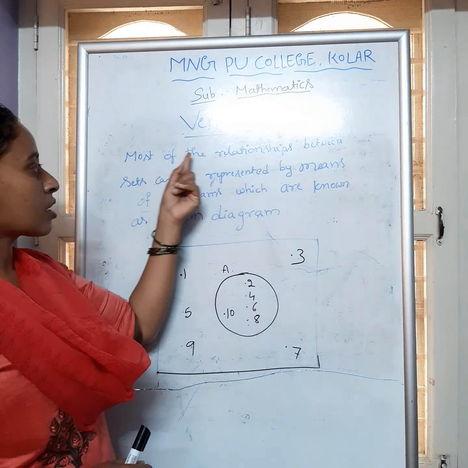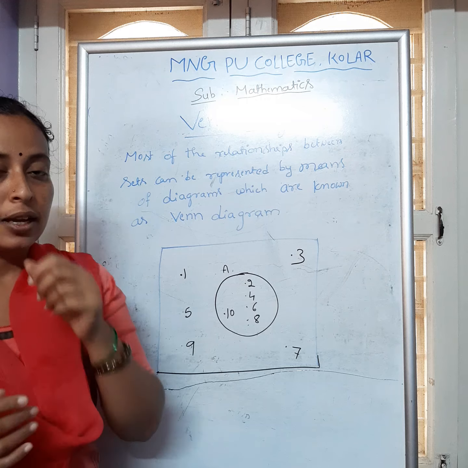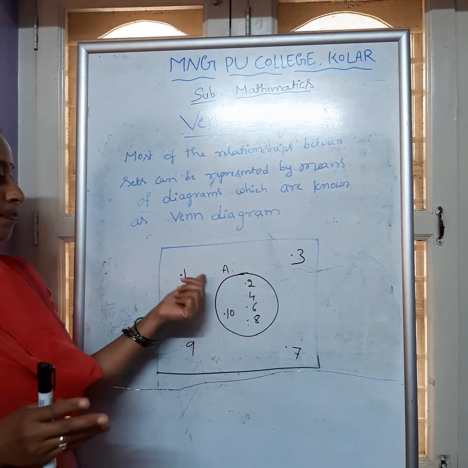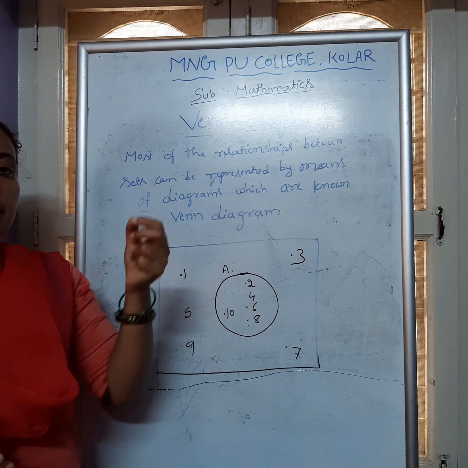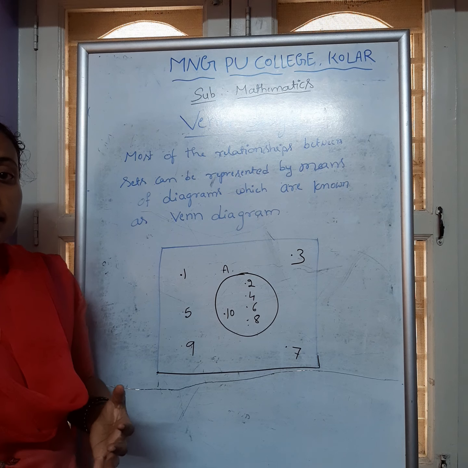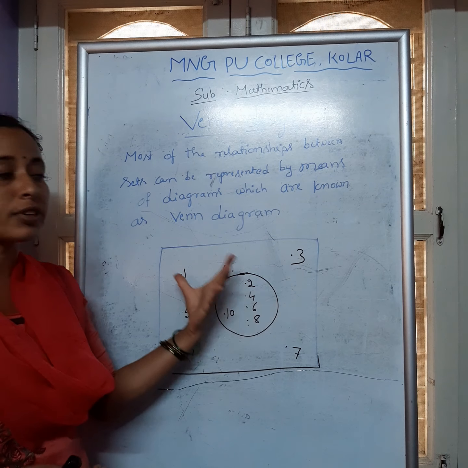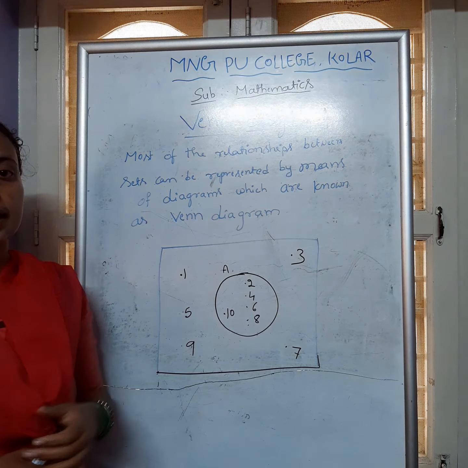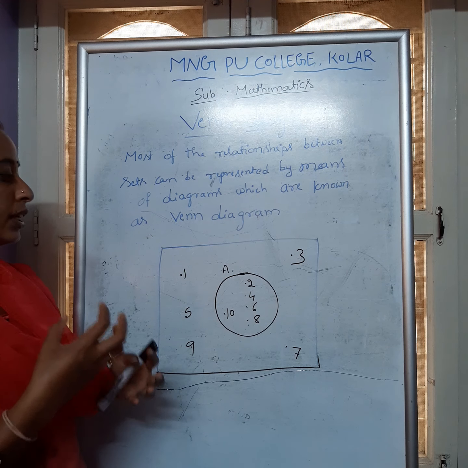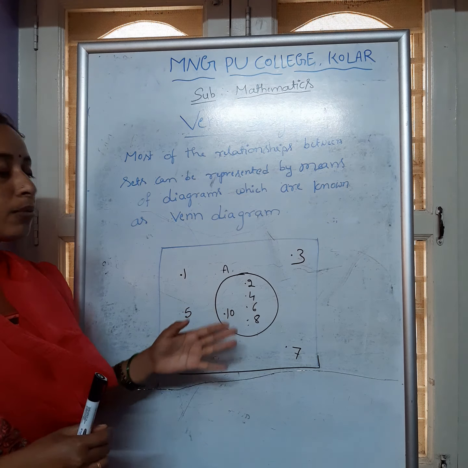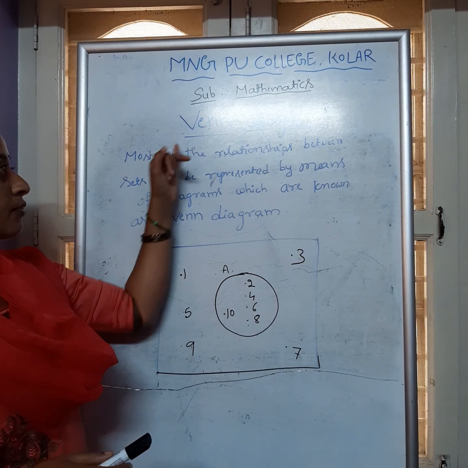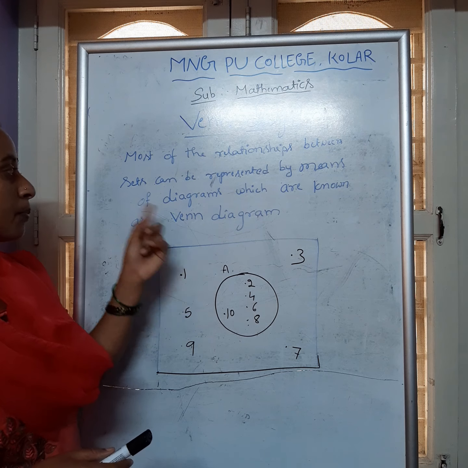Most of the relationships between sets can be represented by means of a diagram, which is known as a Venn diagram. So whatever sets we take, using this Venn diagram we can easily find out the relationship between the sets. Okay, so this is the definition of the Venn diagram.